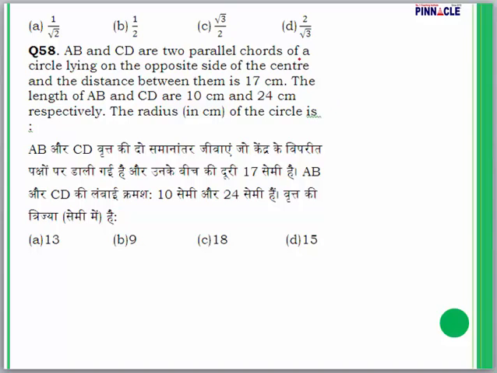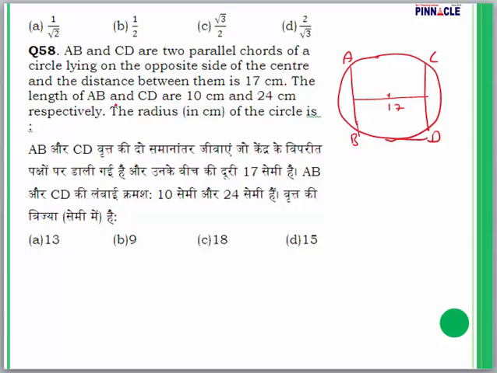AB and CD are two parallel chords of a circle. You can write in this format. These are two parallel chords, on the opposite side of the center. This side and this side, these are opposite sides of the center. And the distance between them is 17 centimeter. You can write here A, B, C and D. The lengths of AB and CD are 10 and 24.